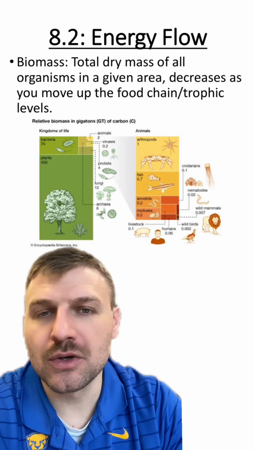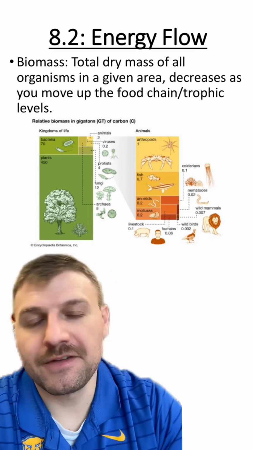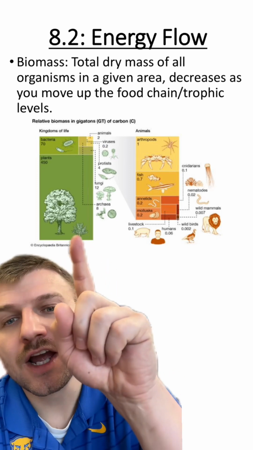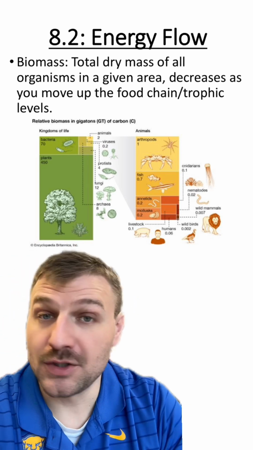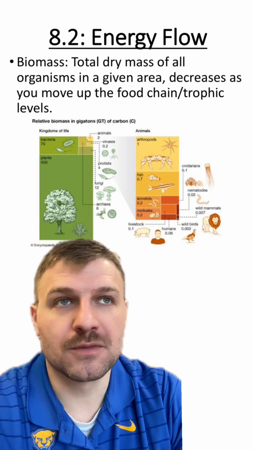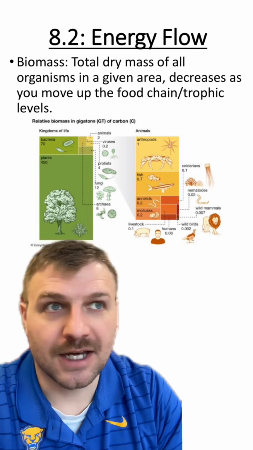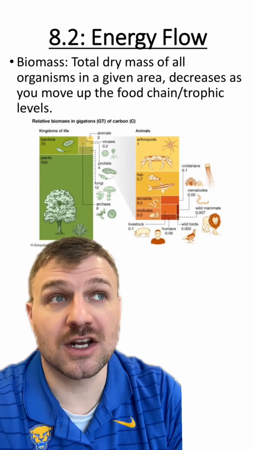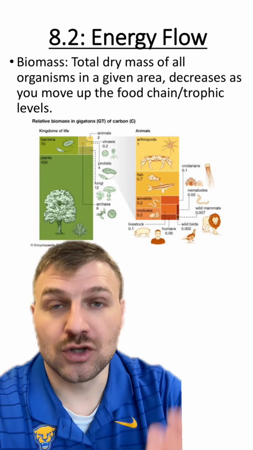Something else I like to cover in this unit is called biomass. Biomass is just the total dry mass of all the organisms in a given environment. Obviously, this biomass is going to decrease as we move up the food chain. If you look here, you can see that most of the biomass in an ecosystem is going to be the producers. But as we move up in this food chain, we're going to see a smaller and smaller amount of biomass at each trophic level. This is again because of that 10% rule. Only 10% of the energy is making it to the next trophic level, so there's just not enough energy to support a larger biomass at those top trophic levels.